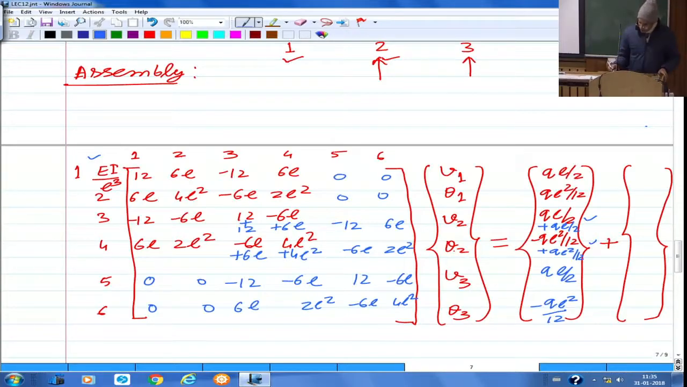Then if you look at the external load vector, whatever I have written there, the space is less. So let me just try getting more space here.